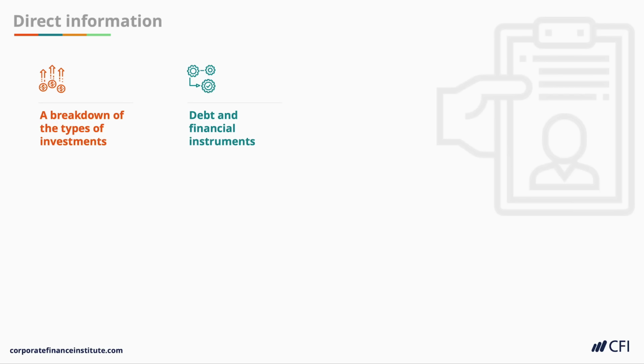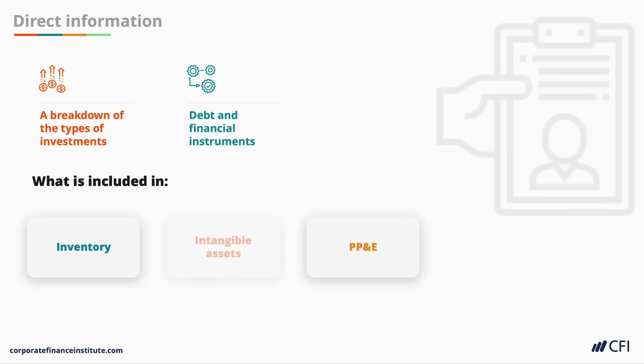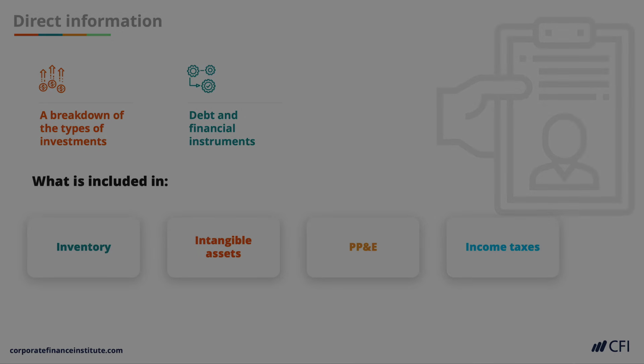There are several notes of the financial statements that relate directly to the accounts shown on the financial statements. Examples of these notes include a breakdown of the types of investments, debt and financial instruments, what's included in inventory, property, plant, and equipment, intangible assets, income taxes, and other key information to help a reader understand what makes up the numbers in more detail.